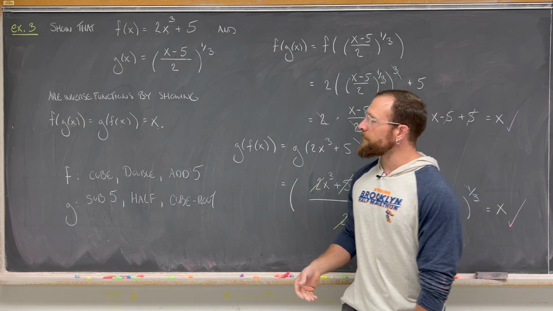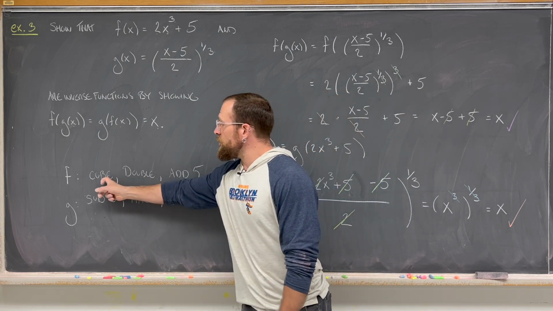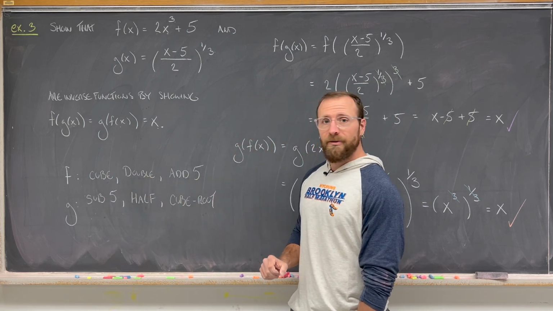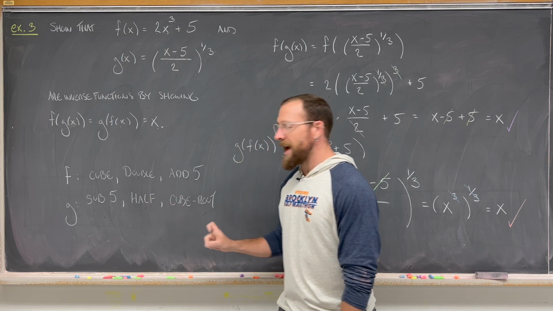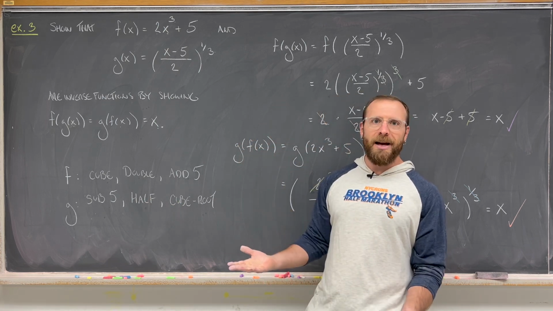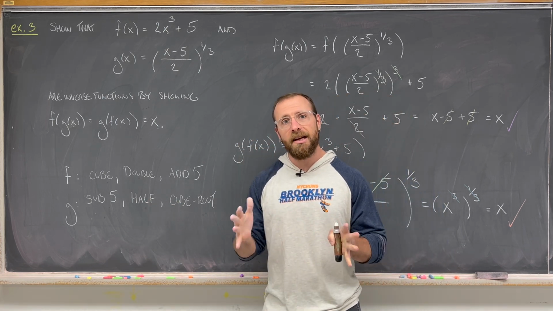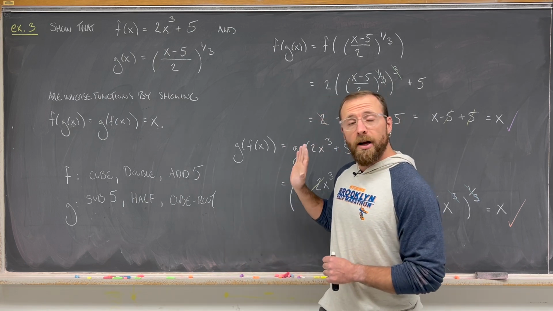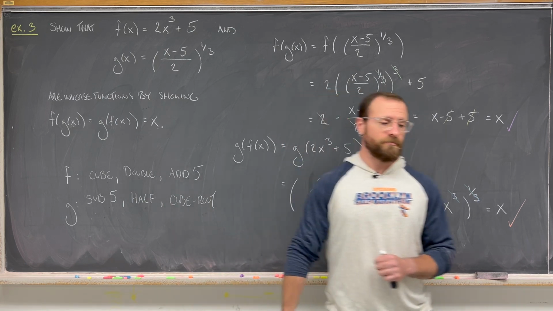what you started with. Think of a number, cube it, double it, add 5. Now subtract 5, cut it in half, and take the cube root. You're right back where you started. It's not magic, it's inverse functions. It's running functions in reverse.